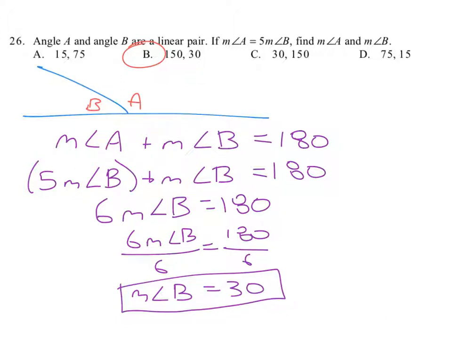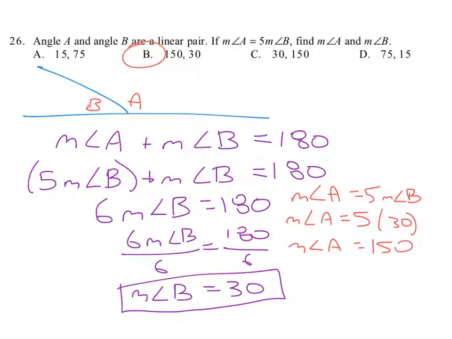We can say if the measure of angle B is 30, and here I'll do this in red, the measure of angle A equals 5 times the measure of angle B. And this value right here, we're going to replace with 30, because that's what that's worth. So the measure of angle A is equal to 5 times 30. And now we find that the measure of angle A is equal to 150.